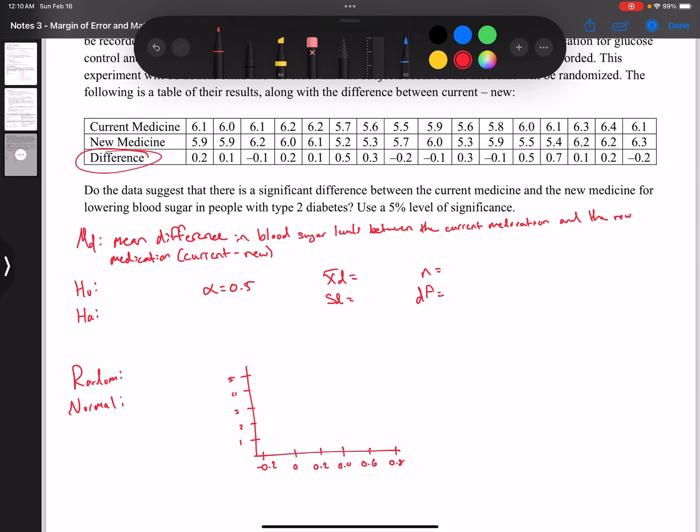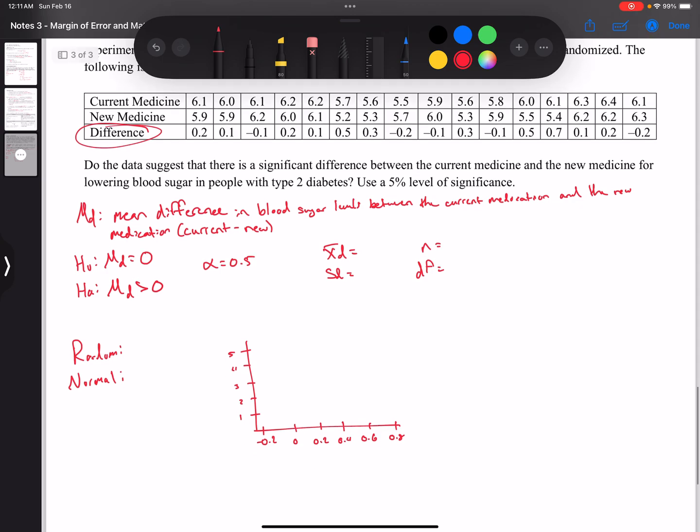For this, our null hypothesis is that the mean difference is equal to 0. If we're trying to figure out if the new medication is better, then the alternative is that mu D is greater than 0. And then alpha is equal to 0.5.